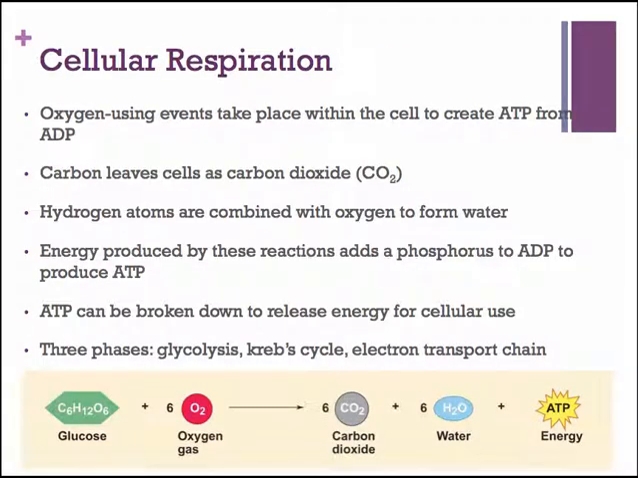So as a review of cellular respiration, what exactly goes on? You take glucose, you add oxygen to that, you form carbon dioxide, water, and all of this energy. And really the formation from going from glucose all the way to energy occurs in 3 phases. So we have glycolysis, Krebs cycle, and then the electron transport chain.